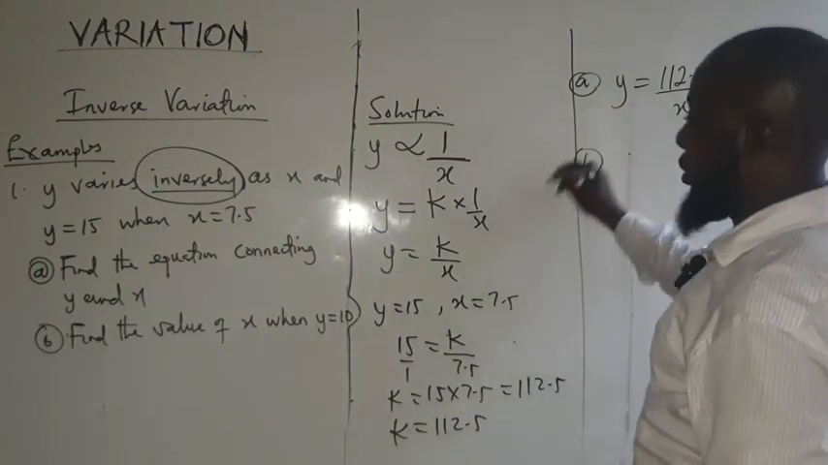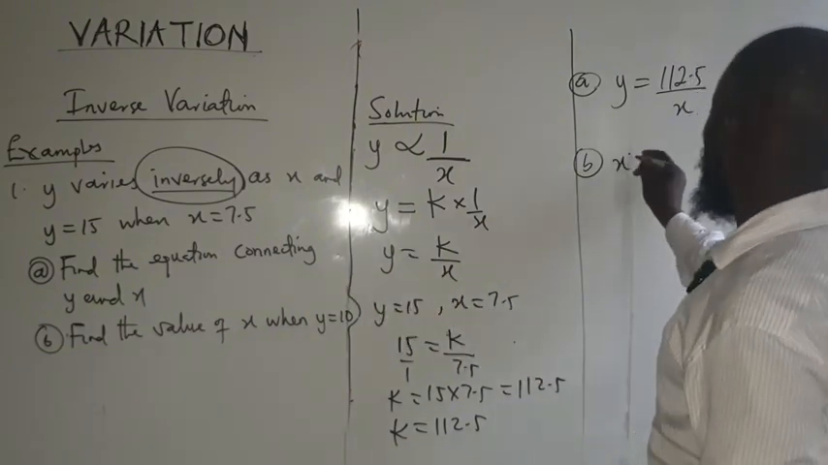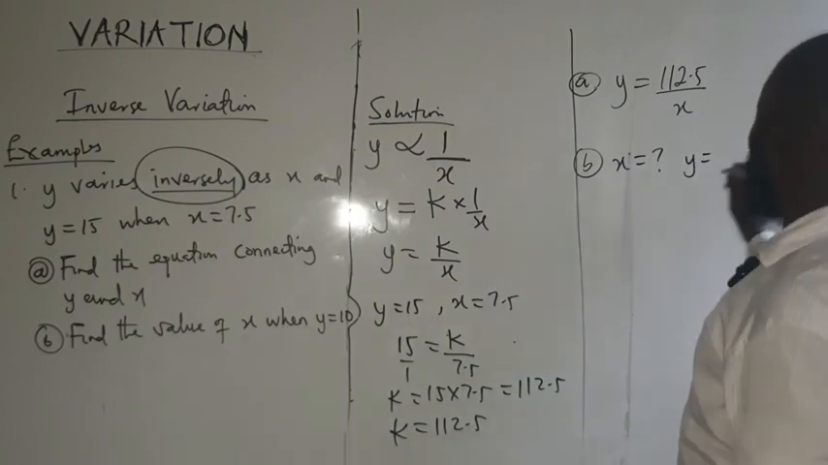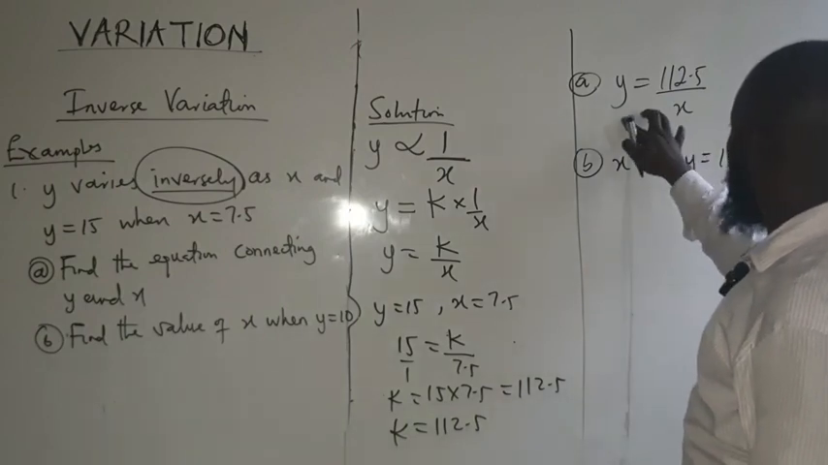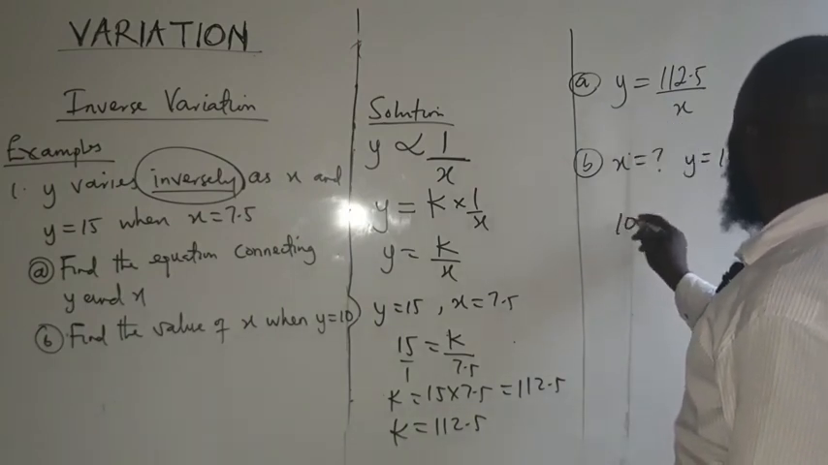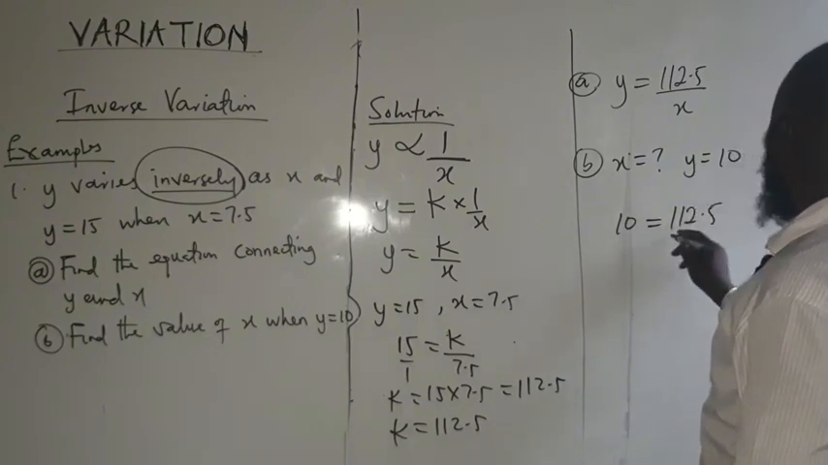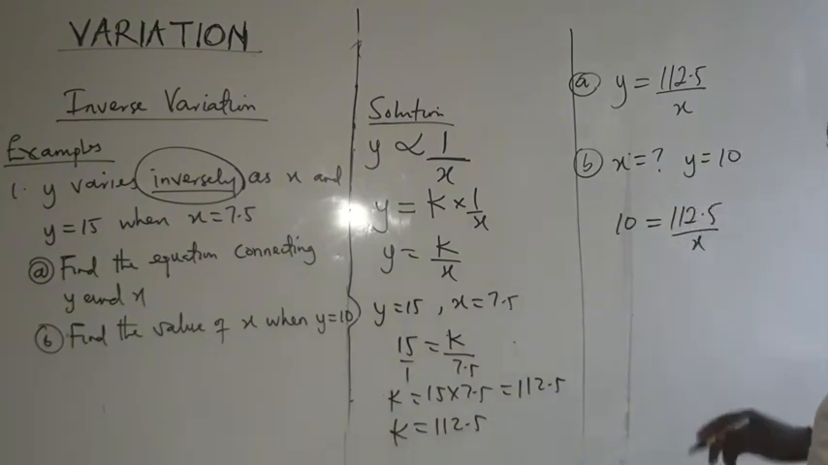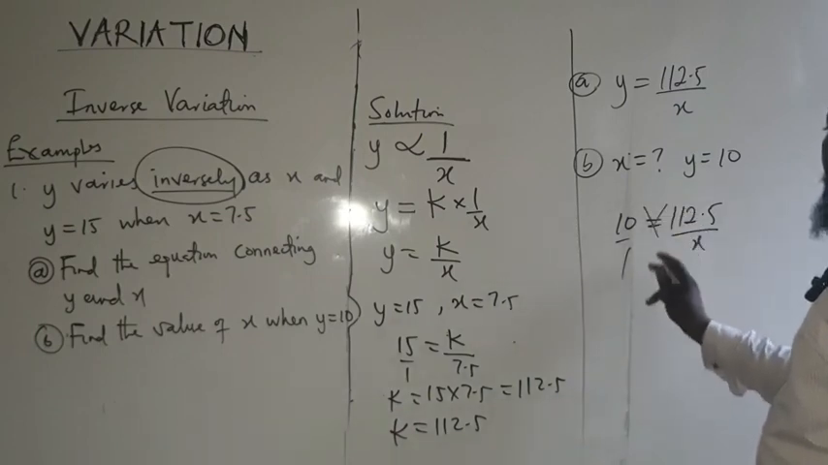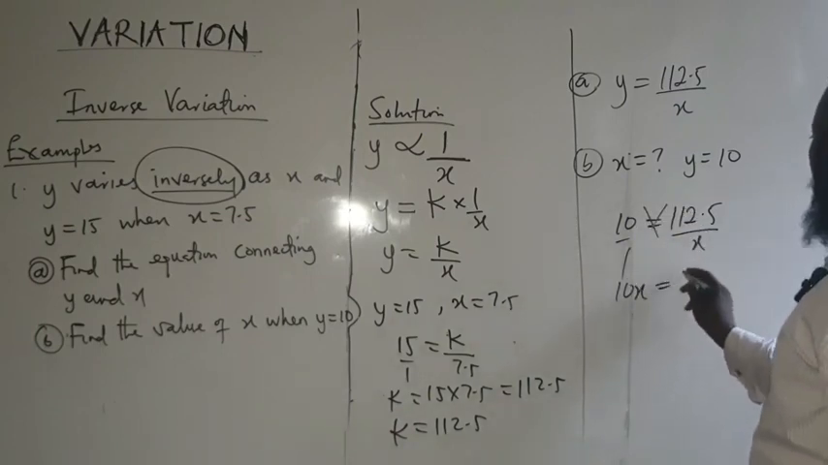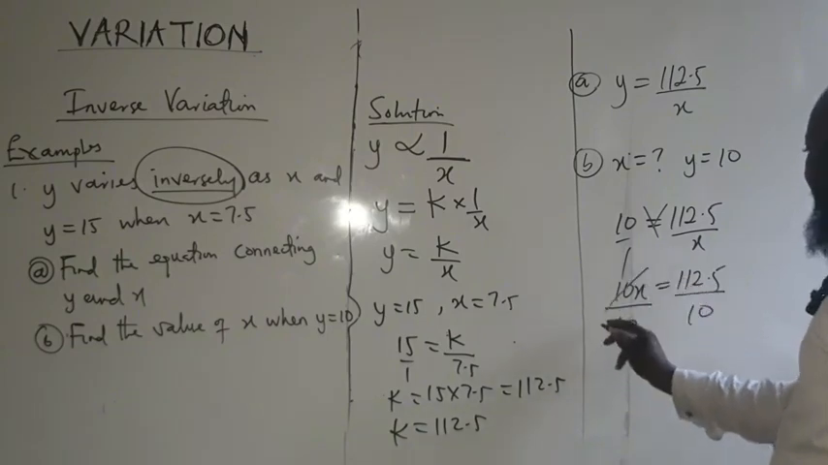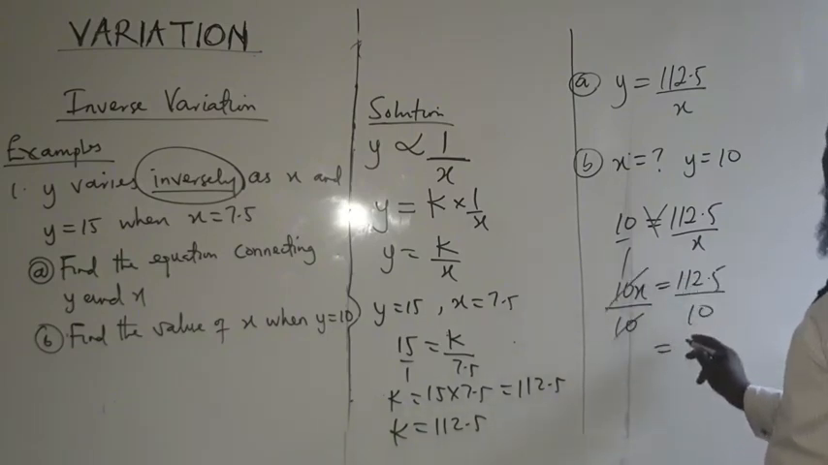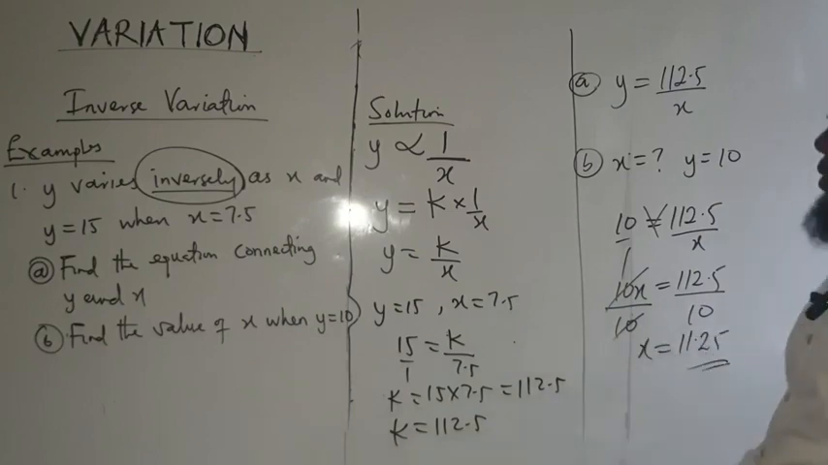Then b. So find the value of x. That is, we are looking for x when y equals to 10. So we are now going to substitute the value of y into this. So y, which is 10, equals to 112.5 divided by x. The next thing, this is over 1, we cross multiply. So 10 times x gives us 10x equals to 112.5. So we divide both sides by 10. 10 cancels 10. So this will give us 11.25. So that is that on this. I hope this is very clear.